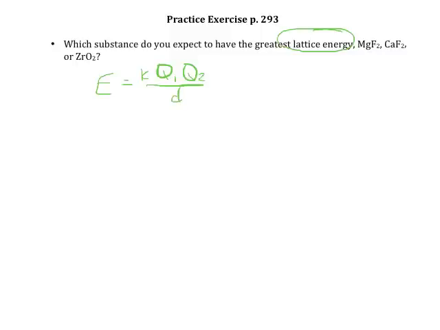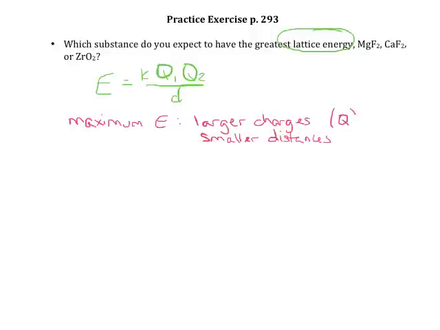So if we want to maximize the lattice energy, we want to have larger charges and we want to have smaller distances. The reason we want larger charges is because they're in the numerator, but we want smaller distances because the distance is in the denominator.